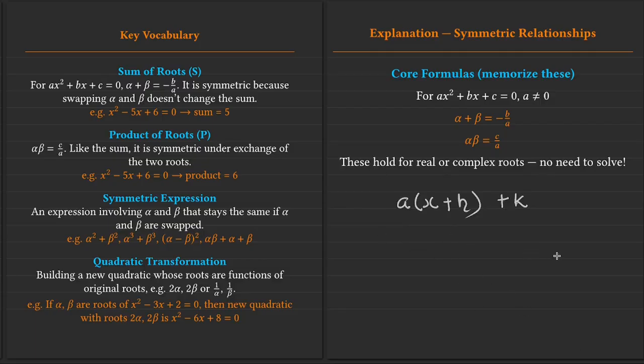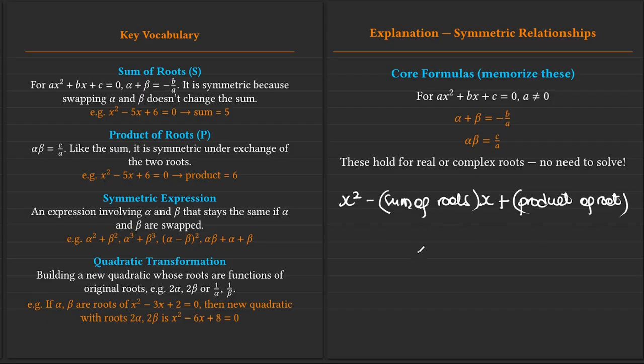Now, there's also another form we need to know in this lesson. This new one says a quadratic function can be written as x squared minus the sum of the roots x, and then plus the product of the roots. Now the question is, how do we derive this?